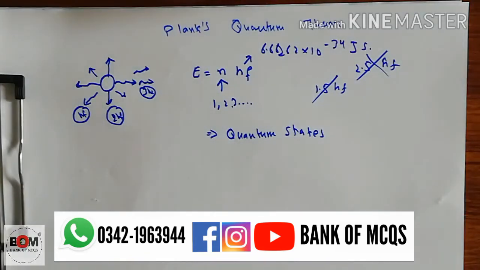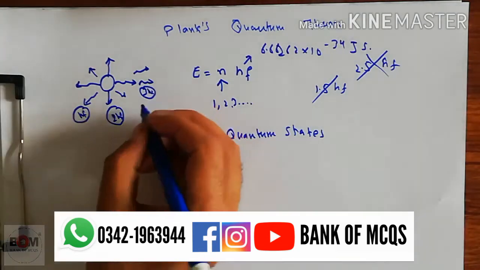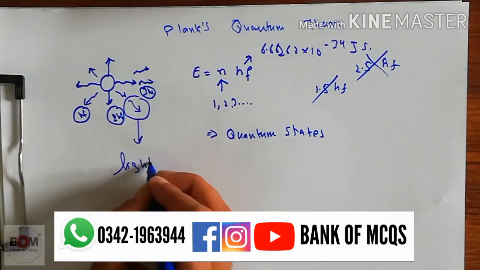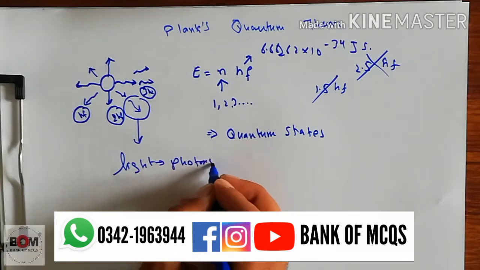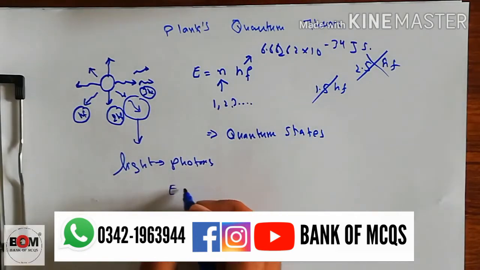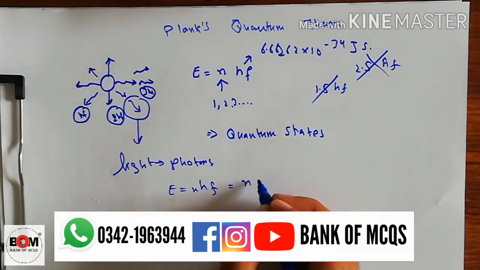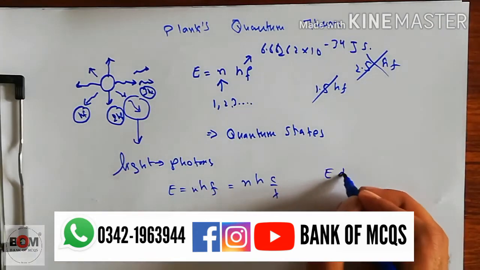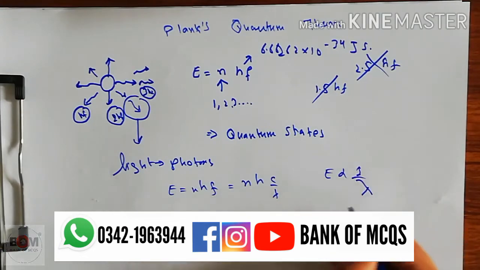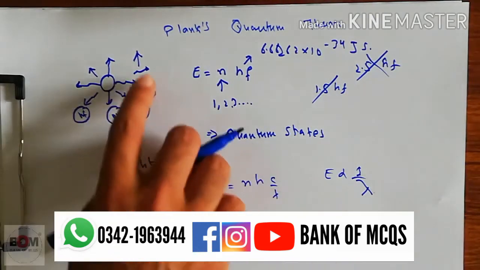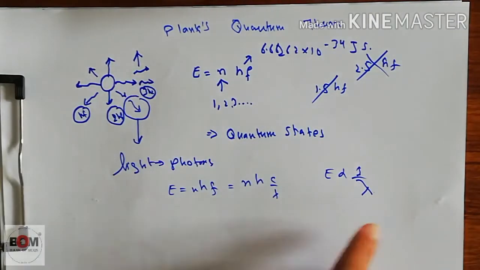The next is that molecules emit energy in discrete units of light. If these waves are particles of light, in that case we will call them photons, and the energy will be equal to nhf. So we can also say that energy is equal to nhc divided by lambda, writing c divided by lambda instead of f. So the energy is inversely proportional to the wavelength. If these waves have high energy, it means they have short wavelength. If these packets have less energy, it means the wavelength is high.